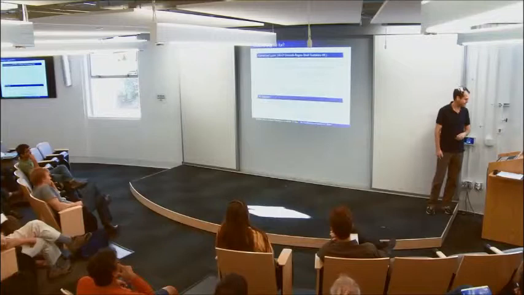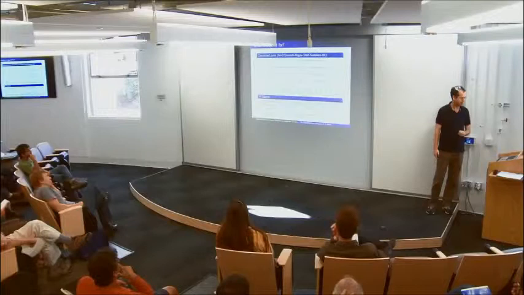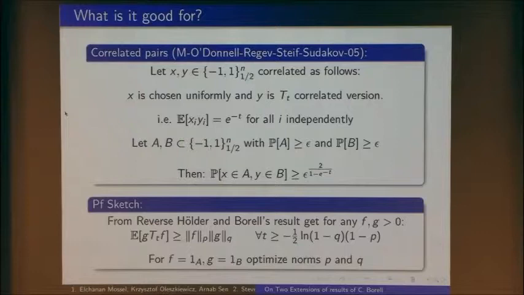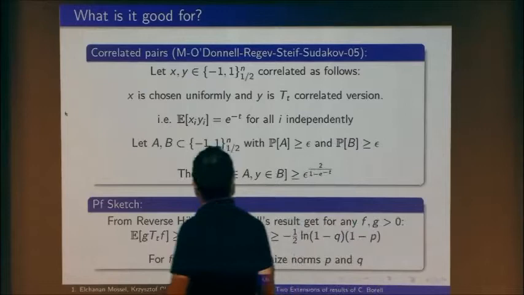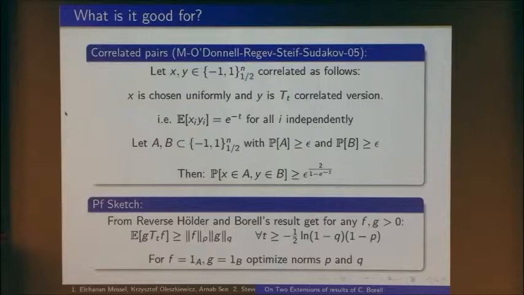Okay. So let me just give you a couple of applications. This is where I got to learn about Borell's results. This is a joint paper with Ryan O'Donnell, Oded Regev, Jeff Steif, and Benny Sudakov, where we use this inequality in a setup that I think might be interesting to people interested in probability in general. We looked at points on the discrete cube that are all correlated, so rho is going to be e to the minus t, so the expected value of x_i y_i is e to the minus t. For the application that we had in mind, we needed statements of the following form.